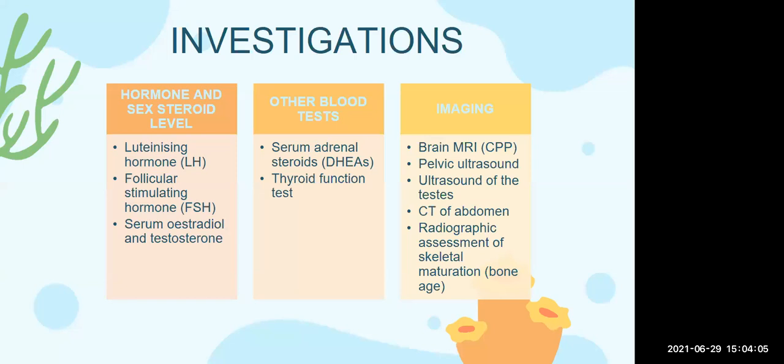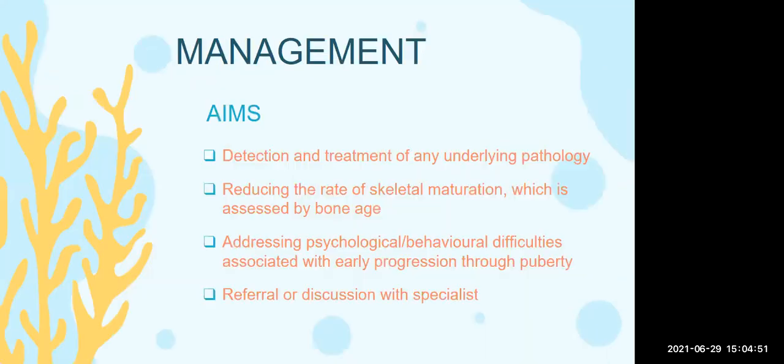And we do pelvic ultrasound, which is essential if we suspect precocious puberty in girls, because we want to evaluate the ovaries for any cysts or tumors. And we do ultrasound of the testes, and we do CT of the abdomen, usually because we want to see the imaging of the adrenal gland. And sometimes we do radiographic assessment of skeletal maturation because we want to assess the bone age. Because in patients with precocious puberty, they can have advanced bone age compared to their chronological age. Okay, next.